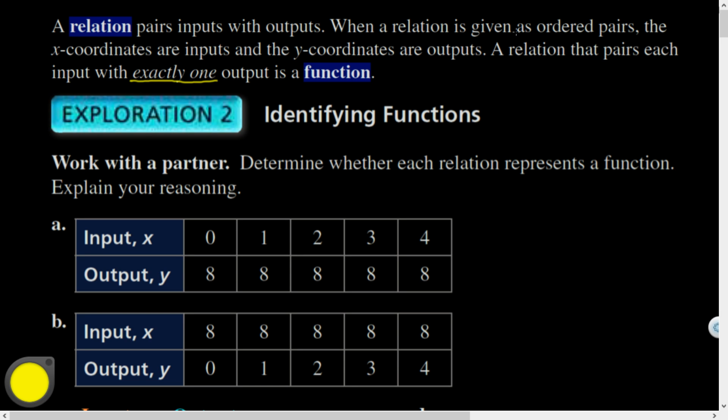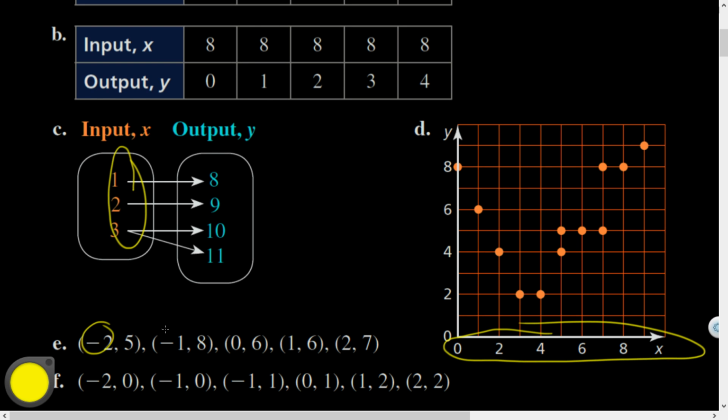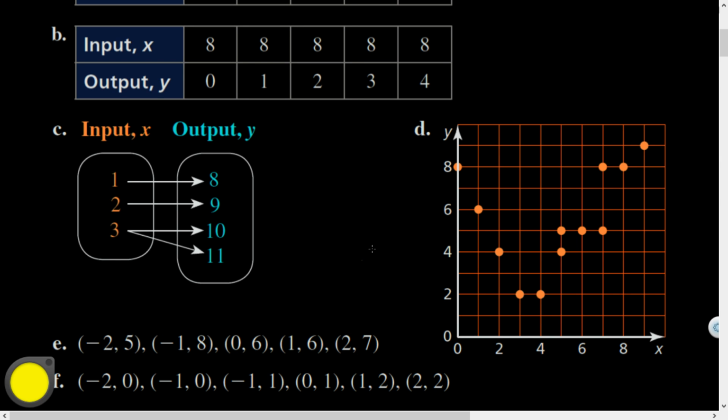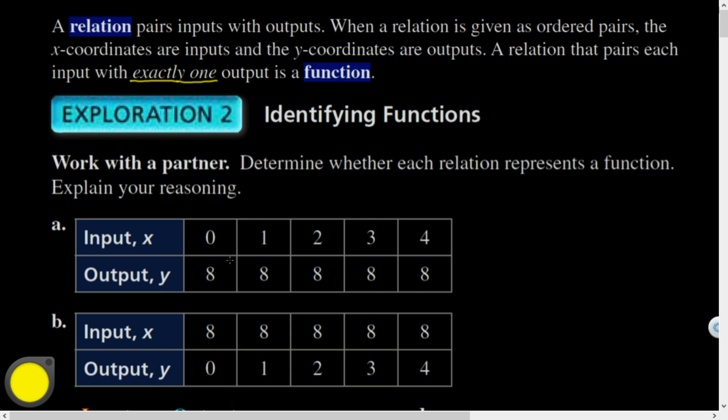When a relation is given as ordered pairs, the x-coordinates are the inputs. Okay, so here we go. Inputs are the x's down here. I've also got examples here. Inputs are the x's, right? So all of these are my inputs. We'll take a look at those in un momento, por favor. And the y-coordinates are outputs, right? So we get the idea. Outputs. There we go.